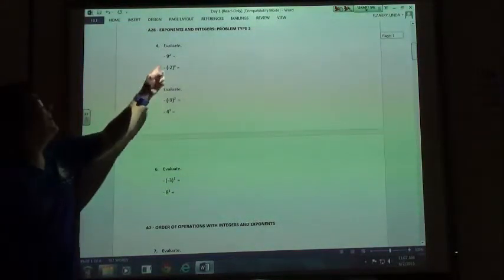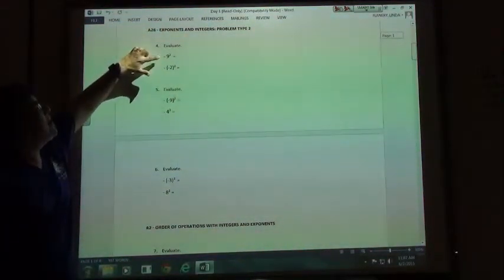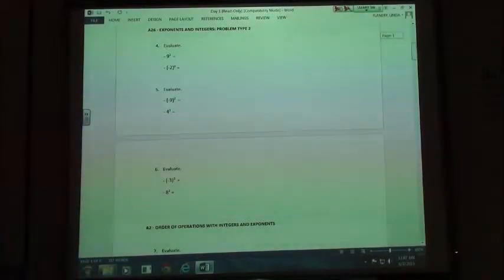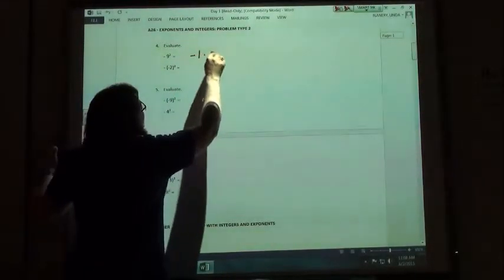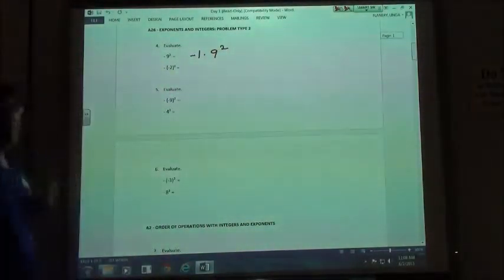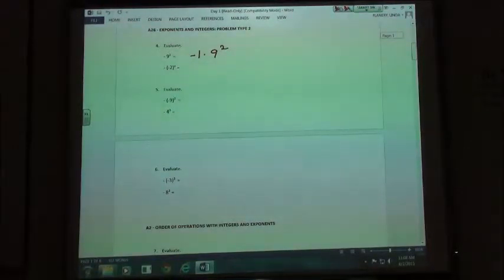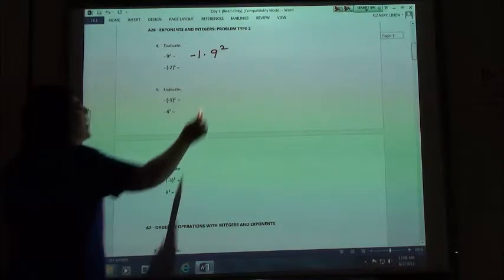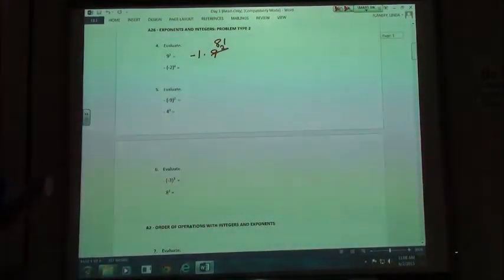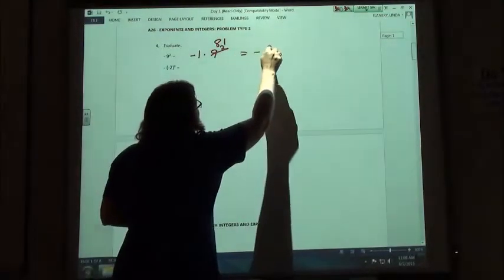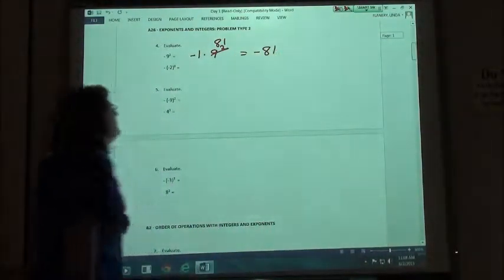No? Okay. Keeping in mind that if my negative is not inside the parentheses, it's really a -1. So this really means -1 times 9 squared. If I follow my order of operations, I have to do the exponent before I do the multiply. So I would square 9 first, and then multiply that by -1. So this answer ends up being -81.